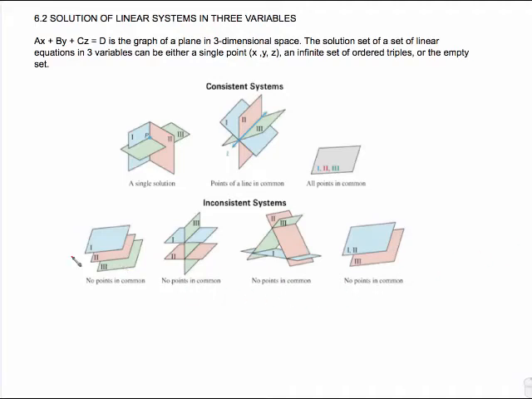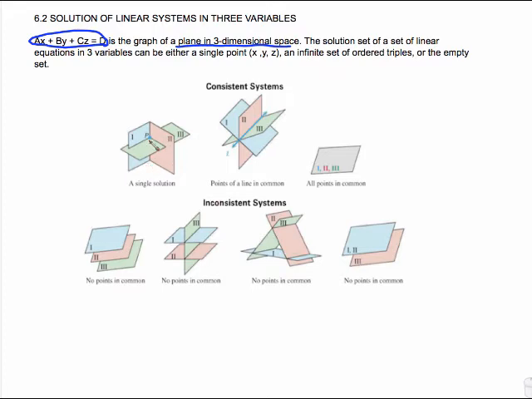This is Pre-Calc, section 6.2, solution of linear systems in three variables. What we're looking at here will be equations that have three variables. We did systems of equations with two variables back in 6.1, but now we're talking about three variables, which means we're talking about planes in a three-dimensional space. And here's the kind of things that can happen with planes intersecting.